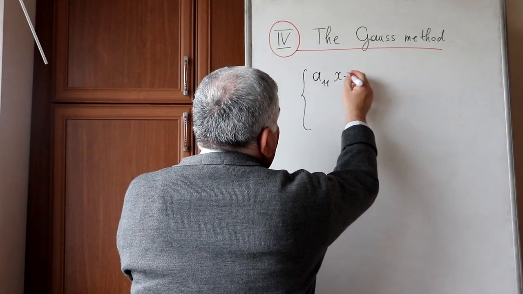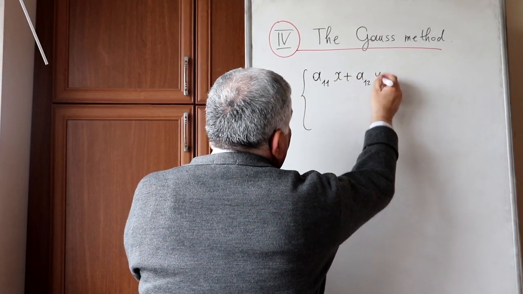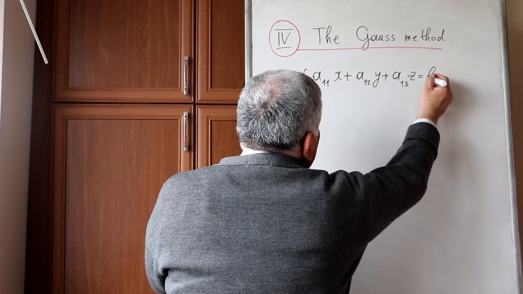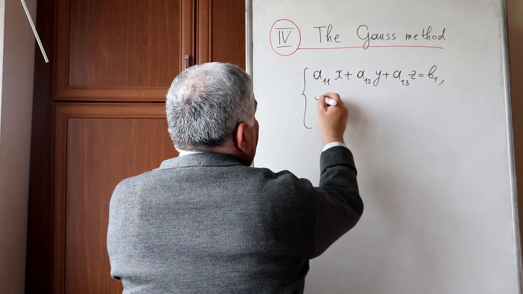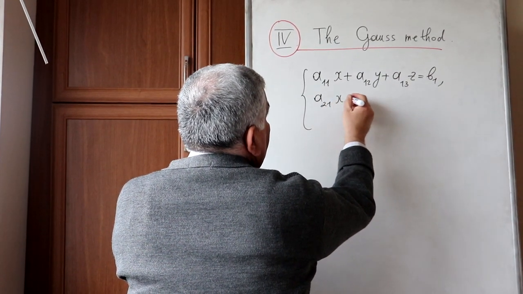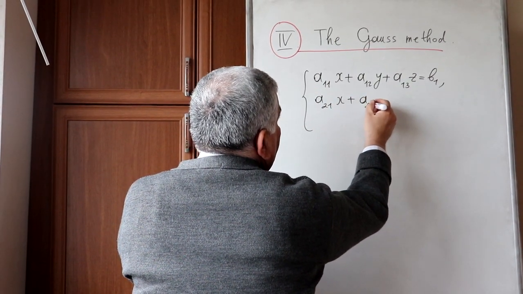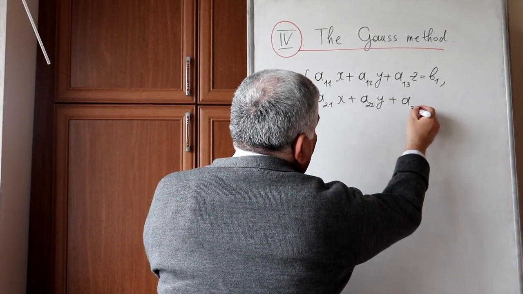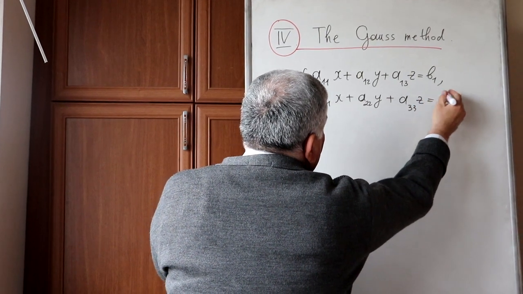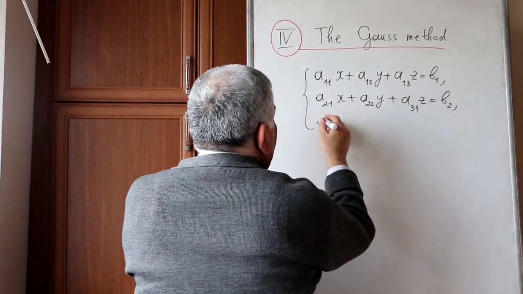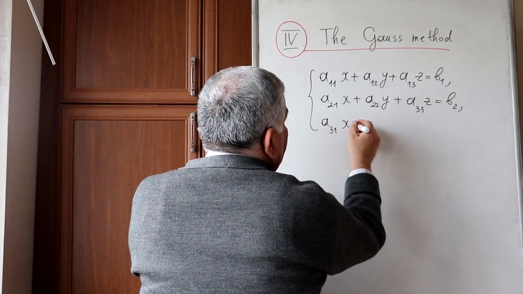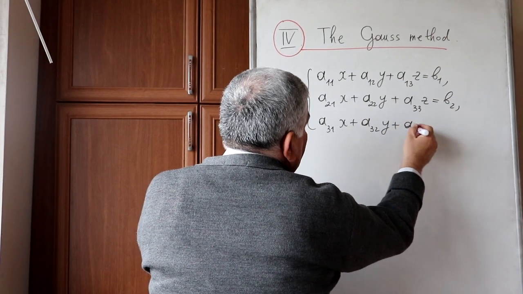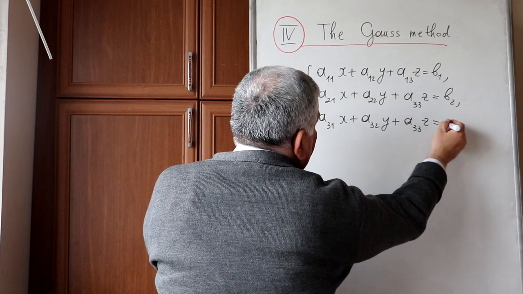A11x plus A12y plus A13z equals B1. A21x plus A22y plus A23z equals B2. A31x plus A32y plus A33z equals B3.